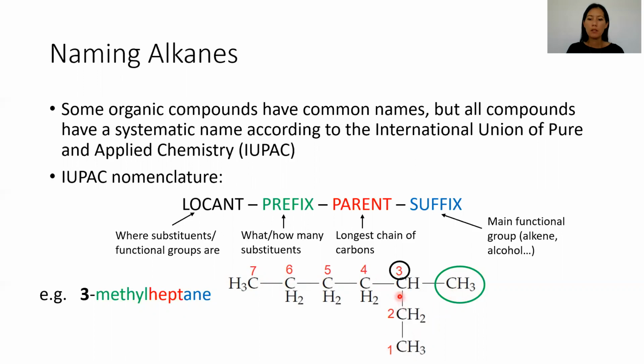So we name this, and I highly recommend numbering the chain, circling the groups. That'll help you. So your longest chain is 7, that's hept. There are no double or triple bonds, or there's no alcohol, so it's heptane. And then there's a methyl group at the 3 position, so 3-methylheptane. Notice it's all one word, and you use a dash between letters and numbers.